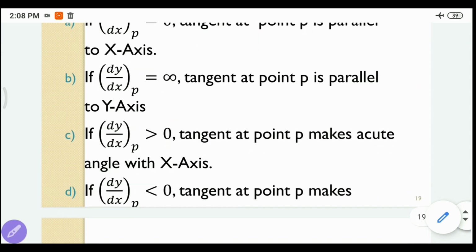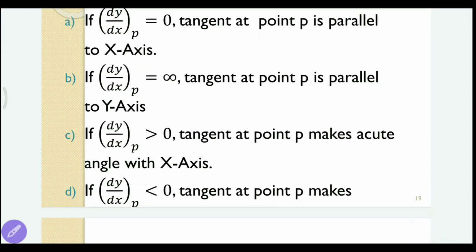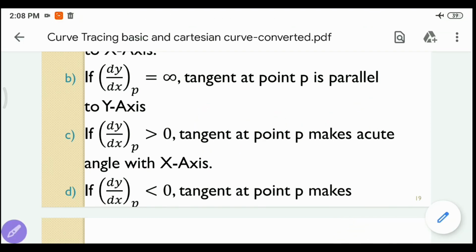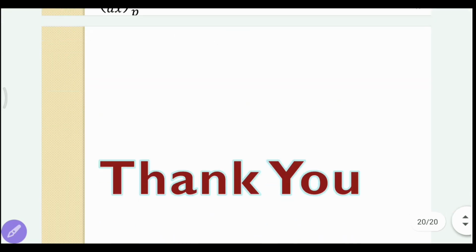If dy by dx is greater than 0, in fact we are not going to have this kind of thing. Either we are going to have 0 or infinity, or you may have 0 by 0. Remember, whenever you have dy by dx equal to 0 by 0, then in that case we are going to have a cusp. So do remember this. These three things are important.